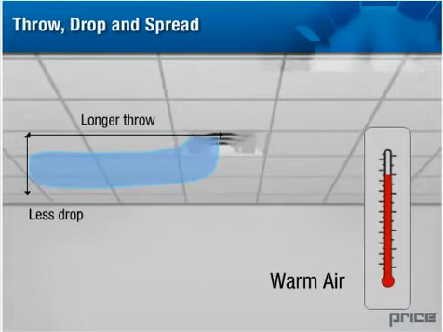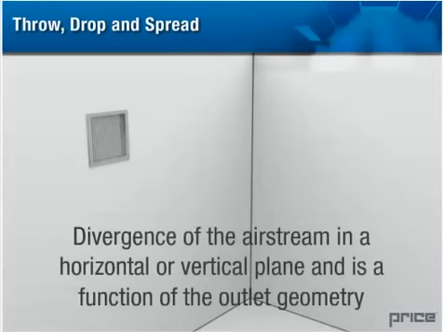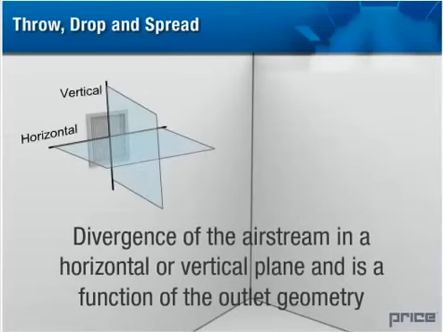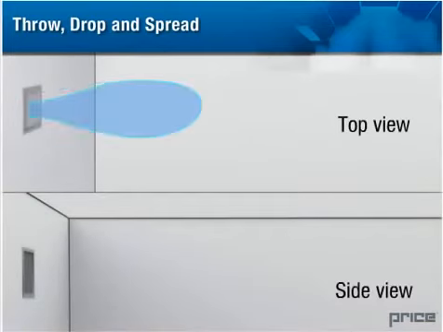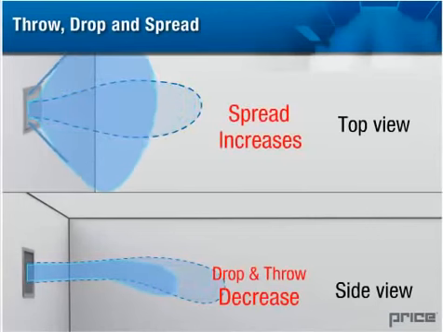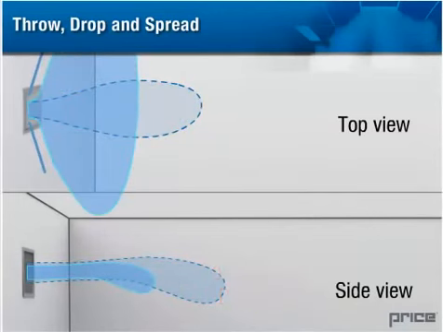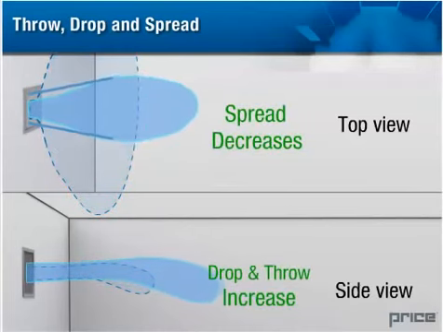and less drop. The spread of an outlet is defined as the divergence of the airstream in a horizontal or vertical plane and is a function of the outlet geometry. The spread has an effect on both the throw and drop. As the spread increases, both drop and throw decrease, and conversely, as the spread decreases, both drop and throw increase.